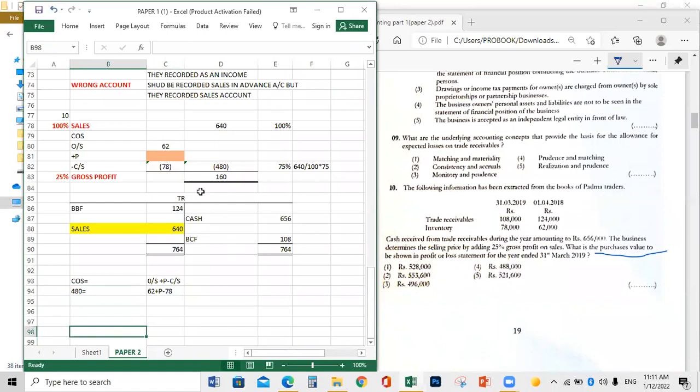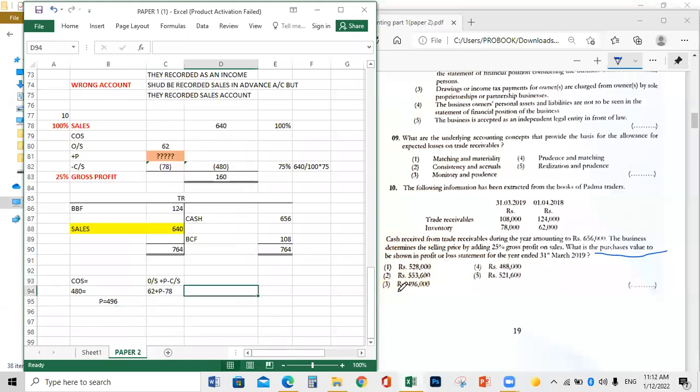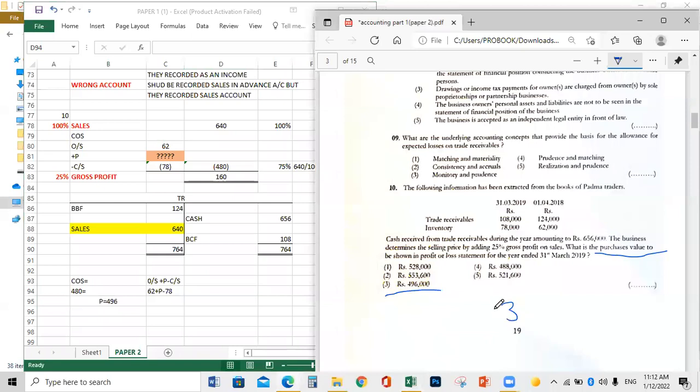Yes, 496,000. So when you solve that, your purchase value will be equal to 496,000. The answer for this question is going to be the third one. Third one is the answer for question 10.